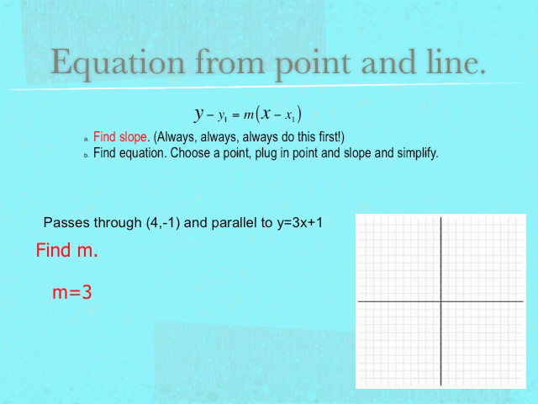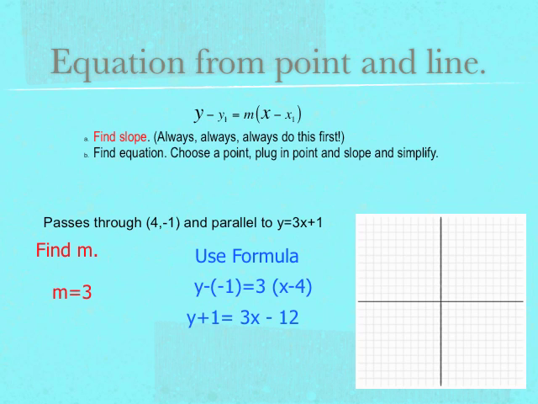Now that I've got my slope and I have a point, I'll plug everything into the formula. So I have y minus -1, because that's my y value, is equal to the slope, which is 3, times x minus 4, because 4 is my x value. Simplified, I'd get y plus 1 on the left, and distributing the 3, I'd get 3x minus 12 on the right. I'm not done yet.